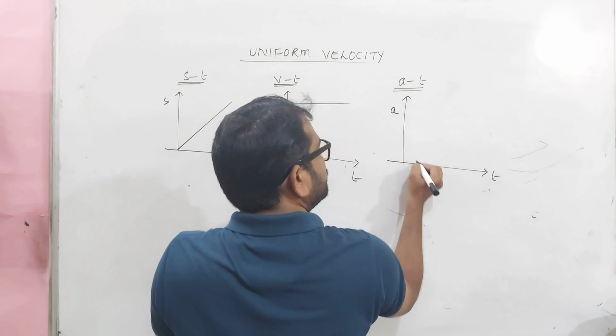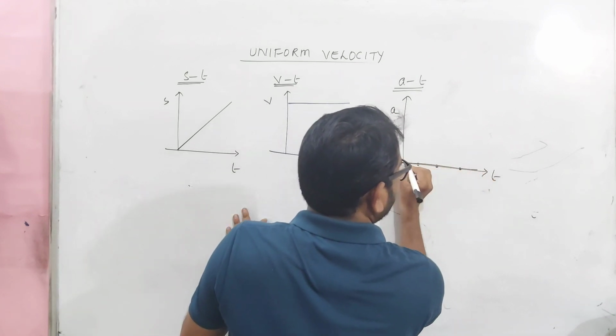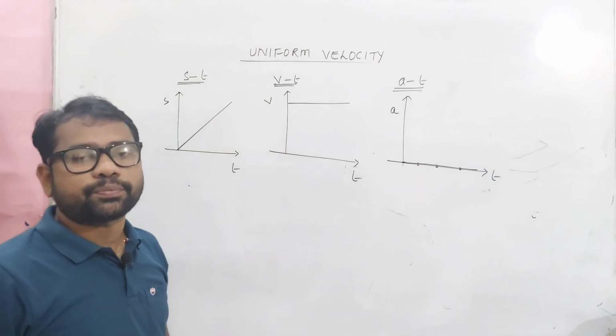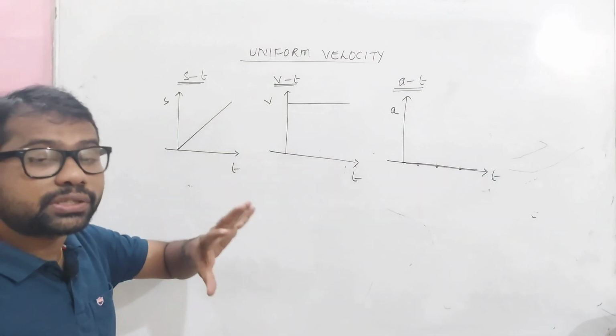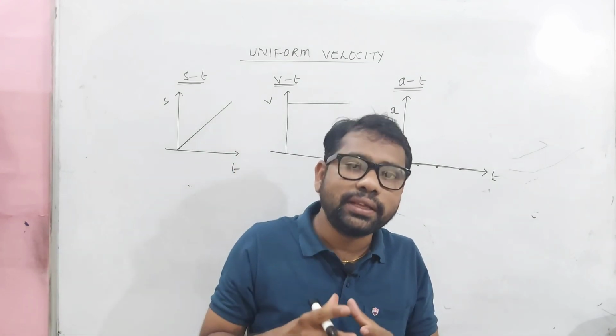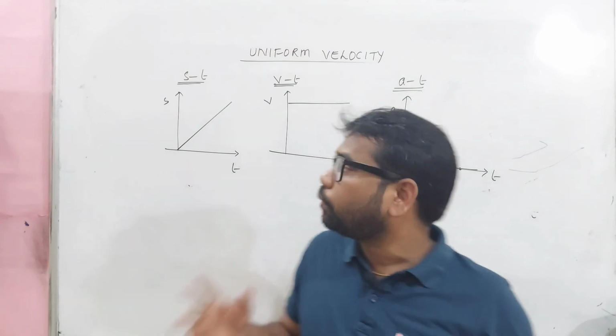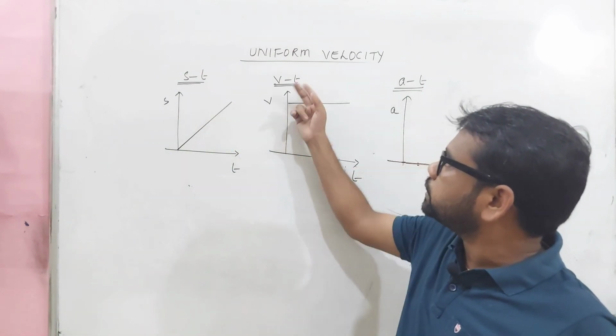So that is acceleration. We get a straight line which is coinciding with the time axis. Children, again I am saying it's very important: we have to understand the concept rather than memorizing. Don't try to memorize the graphs. Very important. So how the displacement time graph will be, how the velocity time graph will be.